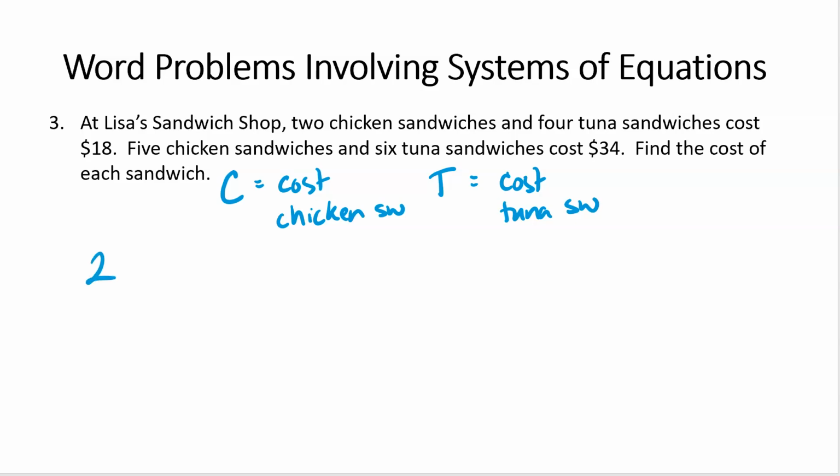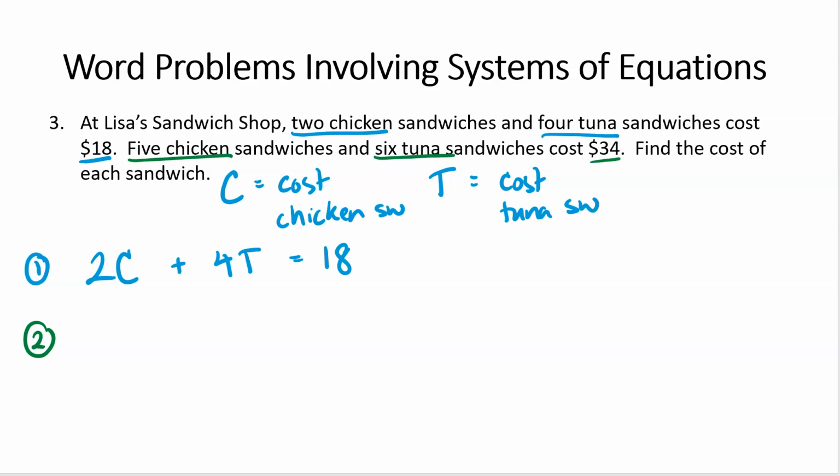Well, when we bought 2 chickens and 4 tunas, our total cost was $18. We can have that as our equation number 1. So 2 chicken, 4 tuna cost $18. For equation 2, we have 5 chicken and 6 tuna cost $34. 5 times the cost of the chicken sandwiches plus 6 times the cost of a tuna sandwich equals a total cost of $34. 2 equations, 2 unknowns. You can solve this by substitution or elimination.